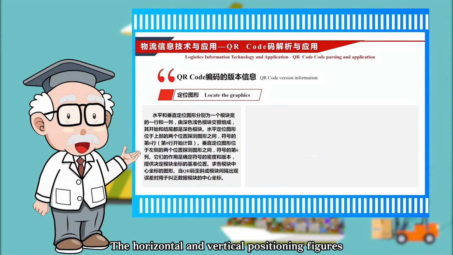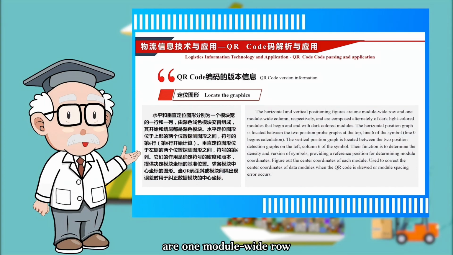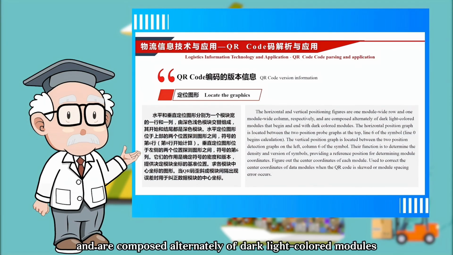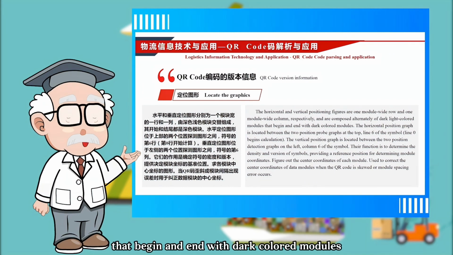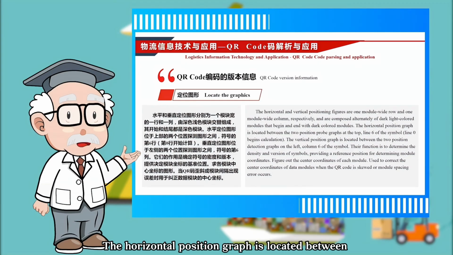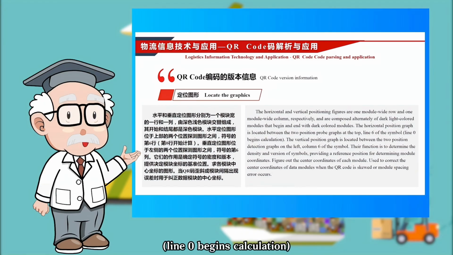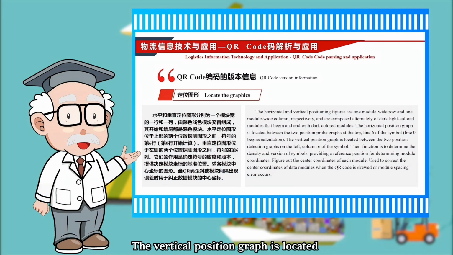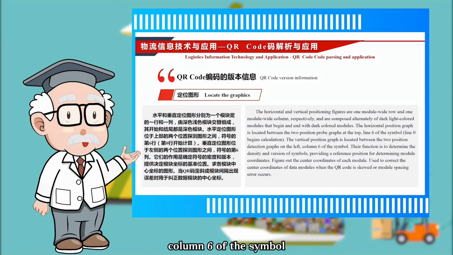Timing pattern. The horizontal and vertical positioning figures are 1 module wide row and 1 module wide column, composed alternately of dark and light-colored modules that begin and end with dark-colored modules. The horizontal position graph is located between the 2 position detection graphs at the top, in line 6 of the symbol, where line 0 begins the calculation. The vertical position graph is located between the 2 position detection graphs on the left, in column 6 of the symbol.